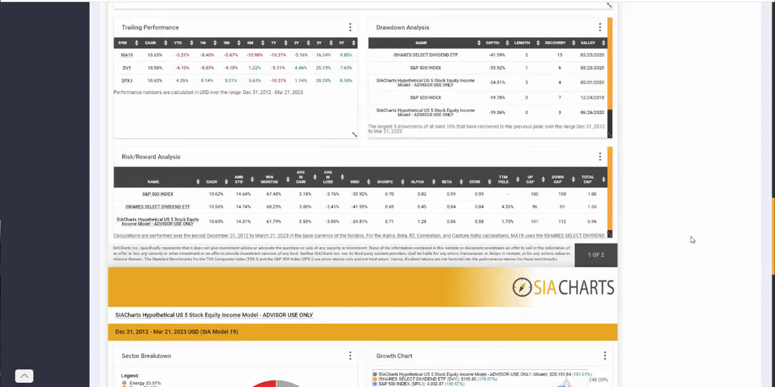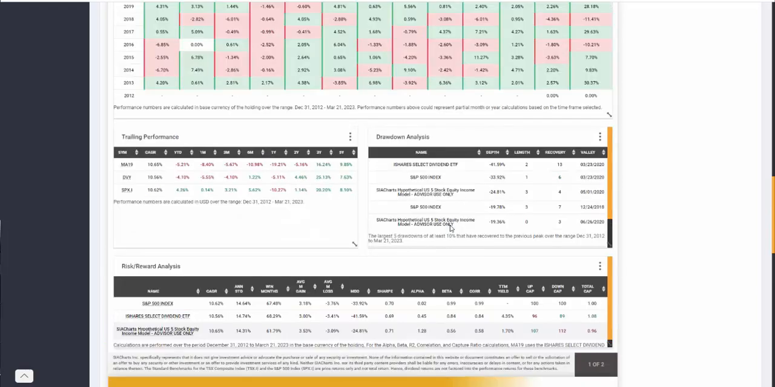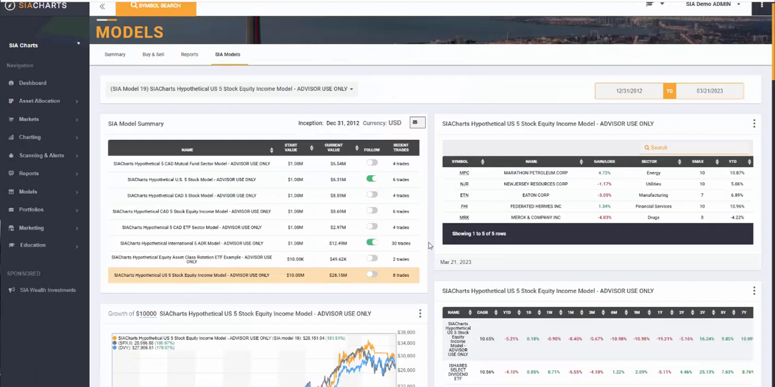As such, if we look at, for example, our risk-reward analysis, you could see our alpha is at 1.28, our beta is at 0.56, indicating that the volatility of this model in comparison to the market as a whole is much less.